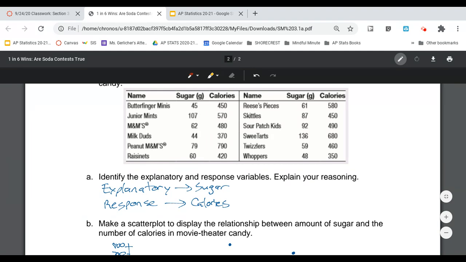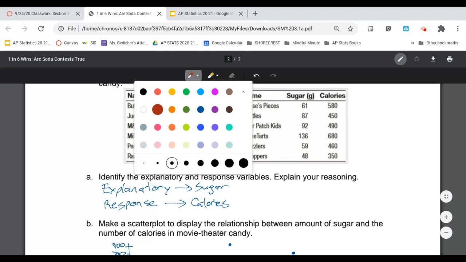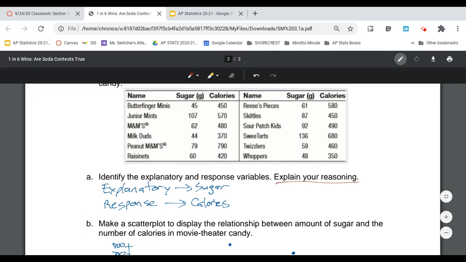So in this case, I would say sugar is the explanatory and calories is the response variable. Now, notice that it says explain your reasoning. Some of you are in bad habits from past math classes where you just get an answer and then you move on. And when it says explain, you're like, I don't want to bother doing that. You need to practice that in this class because there's going to be a lot of times on the AP test it's going to ask you to interpret something or explain why something is, and you have to practice that technical language now so you're prepared for it later.